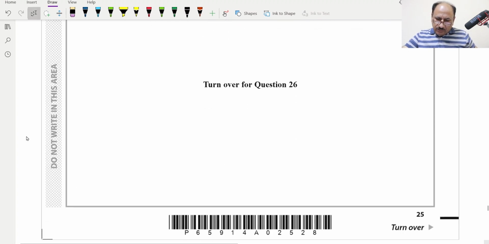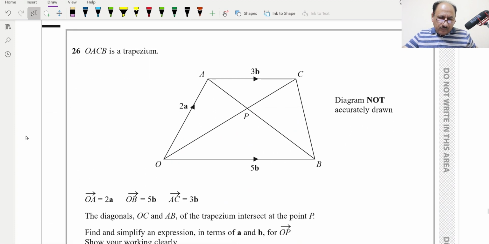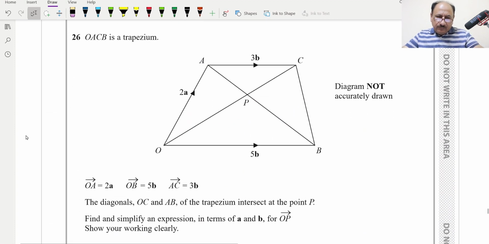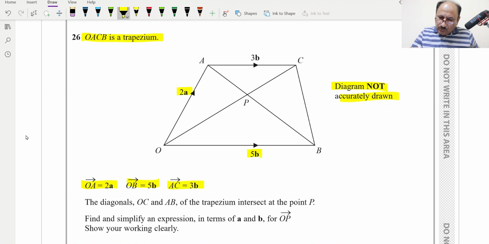Hopefully you understood this. Now we can move to trapezium, question number 26. This is a trapezium which is not accurately drawn, and OA is equal to 2a, OB is equal to 5b, AC is equal to 3b. The diagonals OC and AB of the trapezium intersect at point P. Find and simplify an expression in terms of a and b for OP.